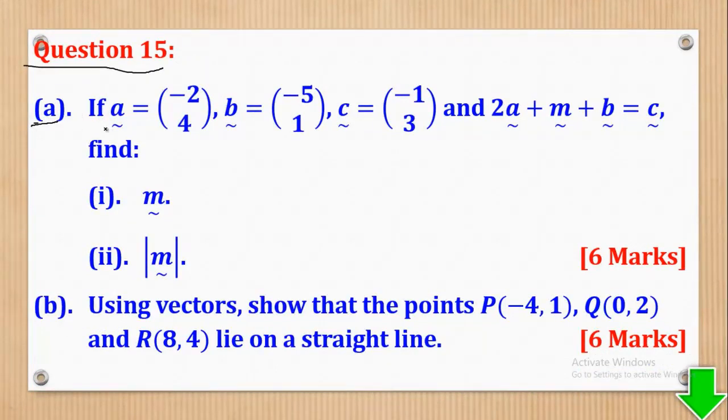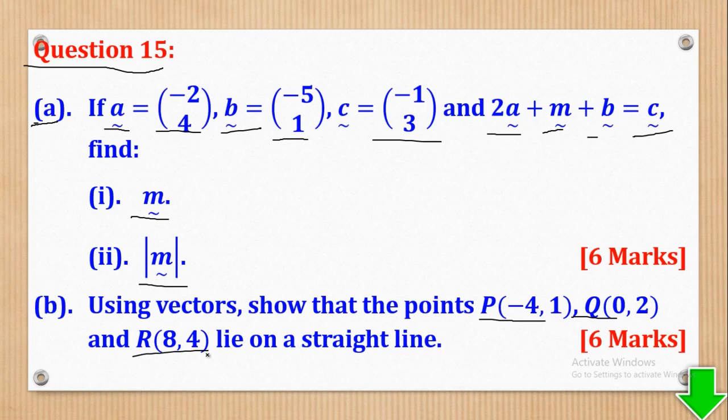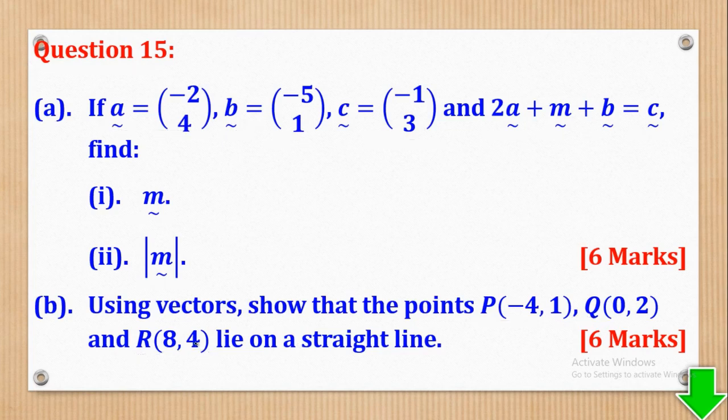So question 15 part A says, given vector a is equal to (-2, 4), vector b is equal to (-5, 1), and vector c is equal to (-1, 3), and 2a plus m plus b is equal to c. Find vector m, then Roman 2, the magnitude of vector m. Then part B, using vectors, show that the points P, which is that, Q, which is that, and R, which is that, lie on a straight line. So we shall first start with part A.